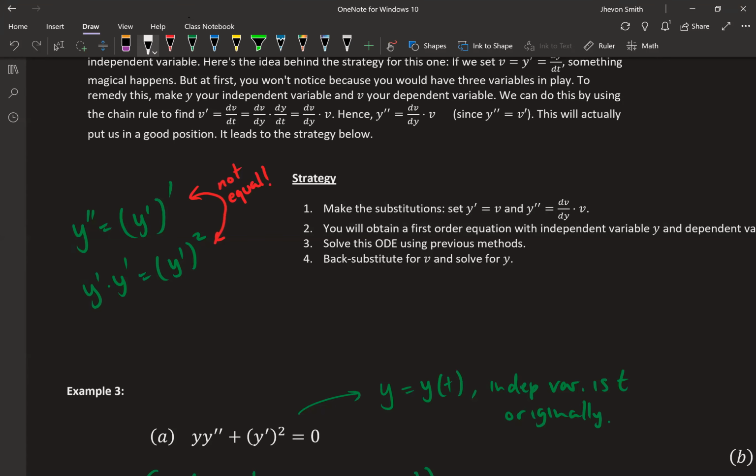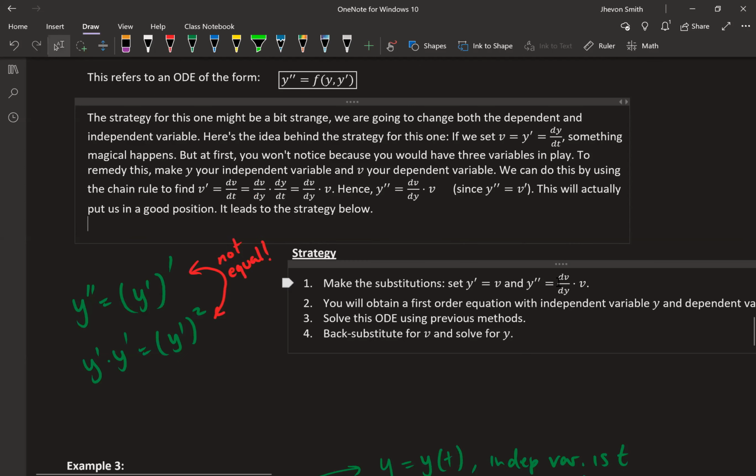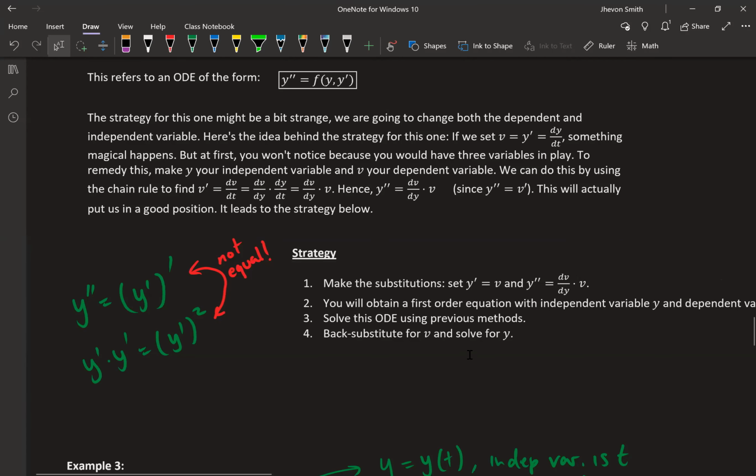So this way, how I'm doing it, it's not y prime times y prime, because this is dv dy. That's not even a y prime right there. So I just use the chain rule and we apply that. We apply the chain rule to v prime, and that's what we get when we apply the chain rule.